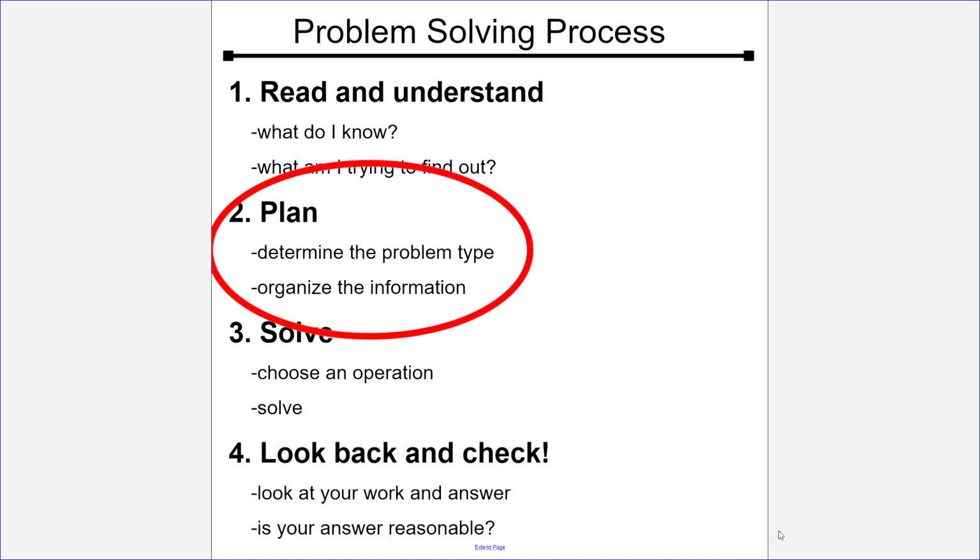Okay, third grade, let's go ahead and fill out our tape diagram. It's time for step 2. We're going to plan. We're going to determine the problem type. Today we know it's compare, and we're going to organize the information into a tape diagram.